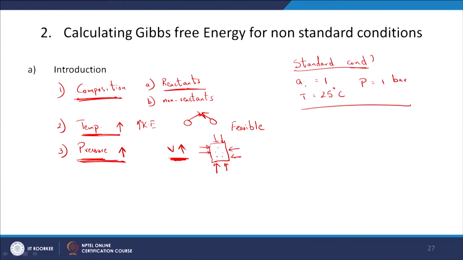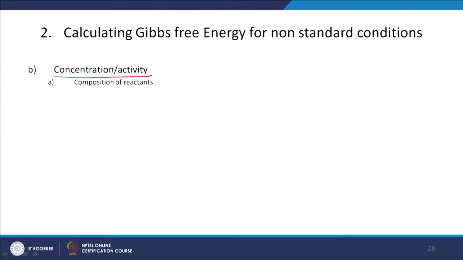First we are going to talk about composition, and how the composition of the reactants affects your system. So let us move on to that aspect. Concentration or activity is what we are going to look at. So, composition of reactants. Think of our generic equation, with stoichiometric coefficients mu A, mu B, mu C and mu D, and compounds A, B, C, D. So this is our generic reaction.